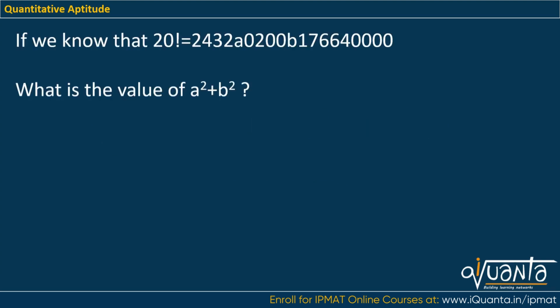So the question is, if we know that 20 factorial is 2432a0200b, this big number, what is the value of a square plus b square? So we are interested in finding out the values of a and b, right? Now, if you calculate 20 factorial manually, it will be very time taking. So instead of that, we'll be using the divisibility of a few numbers over here.